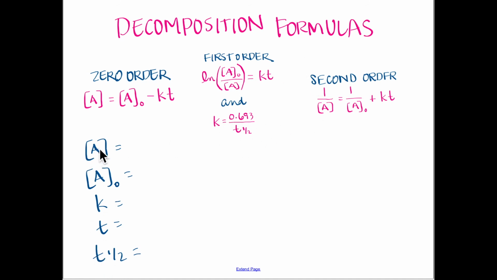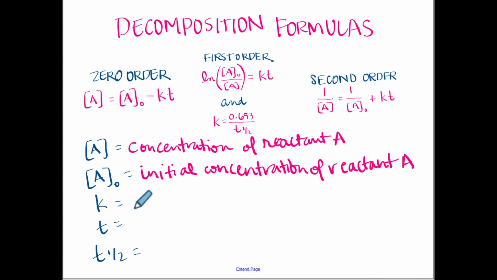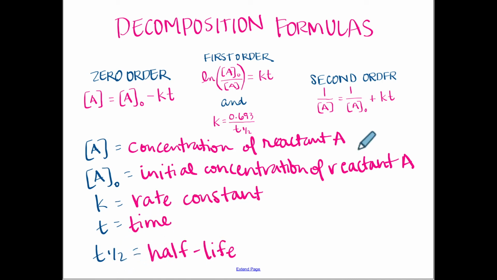Brackets around the reactant mean the concentration of reactant A. The same thing here, but with the 0 down here means the initial concentration of reactant A. K stands for the rate constant, T stands for time, and then T1/2 stands for half-life. Concentration is going to be measured in molarity. And again, the rate constant will have different units depending on which order we're dealing with.